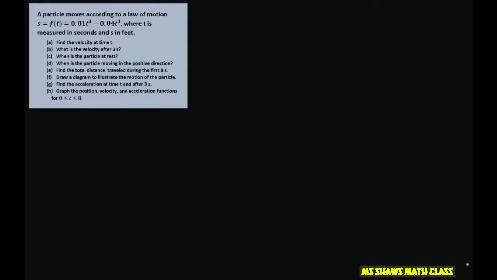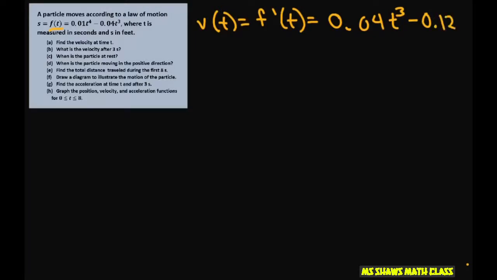All right, so the first thing we have to do is find the velocity. The velocity, and remember this is in feet, v of t, is just going to be your f prime of t, the derivative of s. So that's just going to be 0.04 t cubed minus 0.12 t squared, and that's going to be in feet per second.